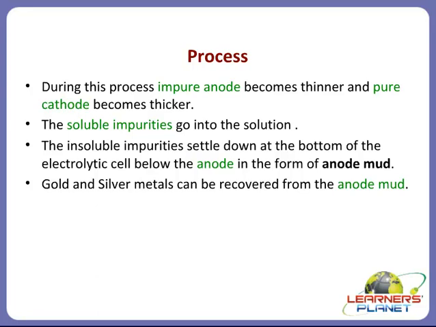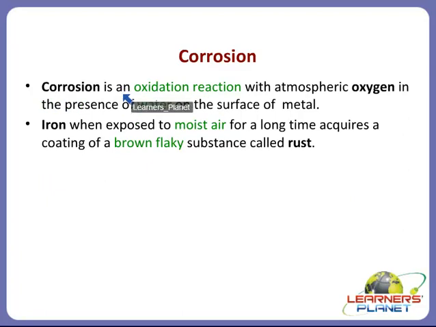Now let's see corrosion, one of the important aspects. We discussed corrosion in the chapter of chemical reactions and equations also. Here we will be discussing how to protect a metal from corrosion, or how to prevent corrosion. Now just to revise, I'll tell you, corrosion is an oxidation reaction with atmospheric oxygen in the presence of water. And where does it take place, children? It takes place on the surface of the metal.